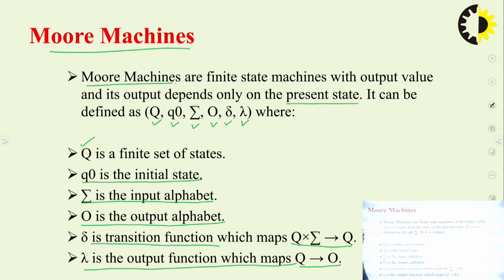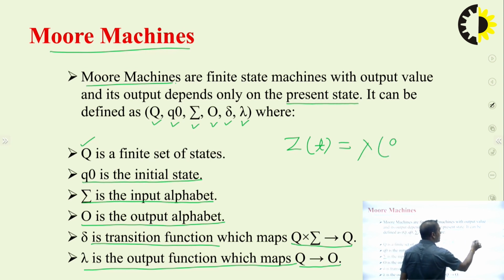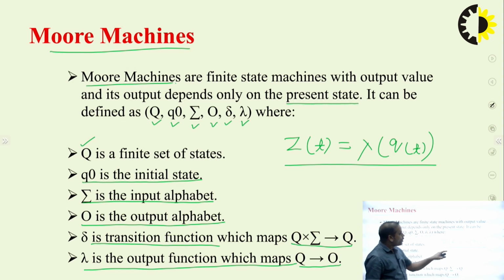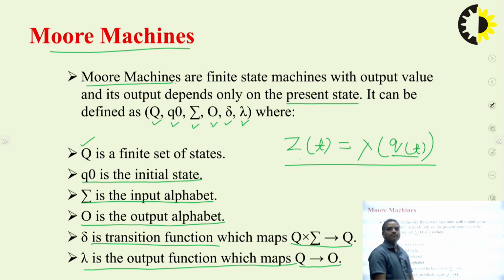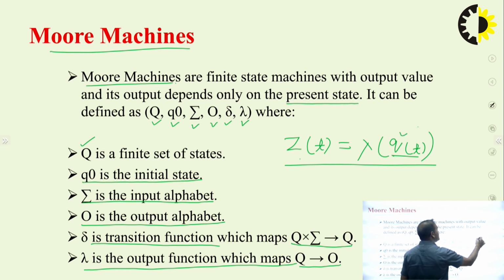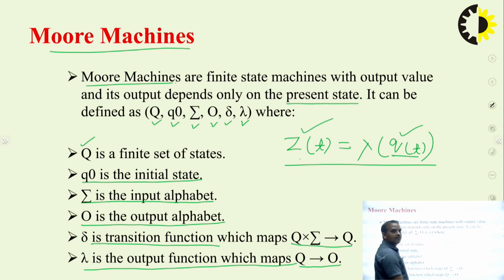Here we also have to discuss the function which is used to define a Moore machine. That function is like this. If we take a function zt equal to lambda of qt, this function is called the Moore machine function, because the output only depends on the present state. There is no need of present input. We only define output in terms of present state, then the function is called Moore machine.